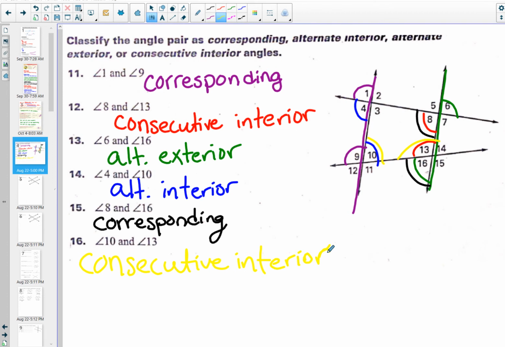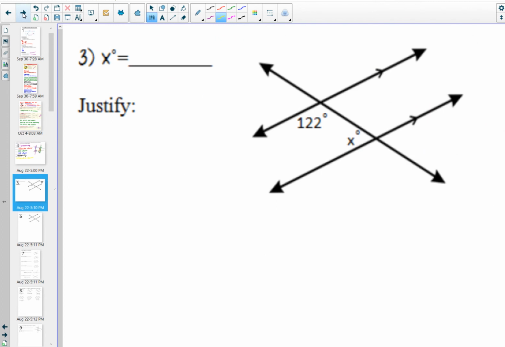Okay, are we good now? Everyone's still getting this? Did you just ask, is there going to be consecutive exterior? Yeah. I mean, you're not likely to see that on a test or anything, but theoretically, yes, you could say consecutive means same side of the transversal. Exterior means that they would be on the outside, and when you have parallel lines, they even do have a relationship. They'd be supplementary. Yeah, we're just not doing those. You good? I love your questions, okay.